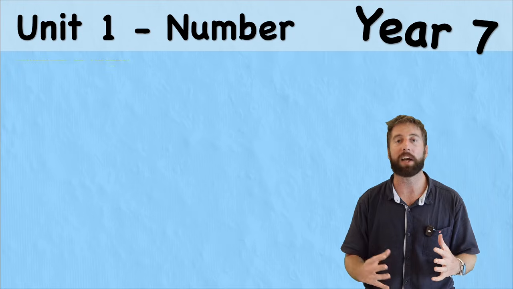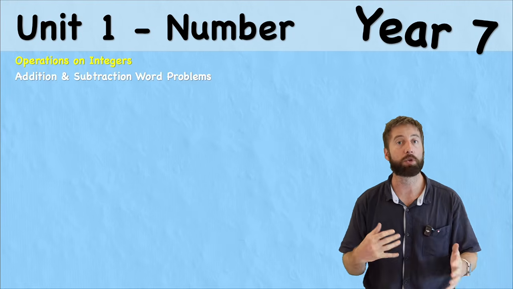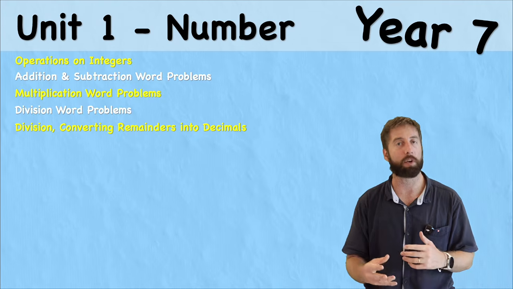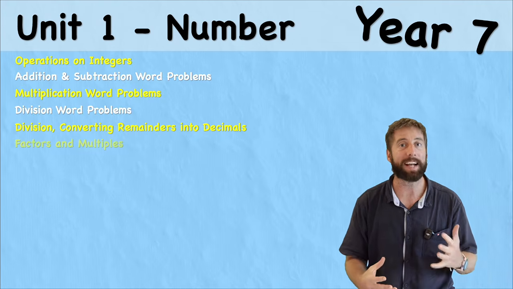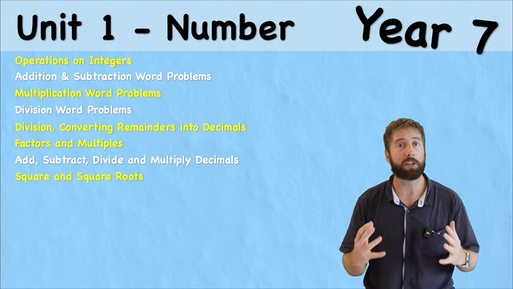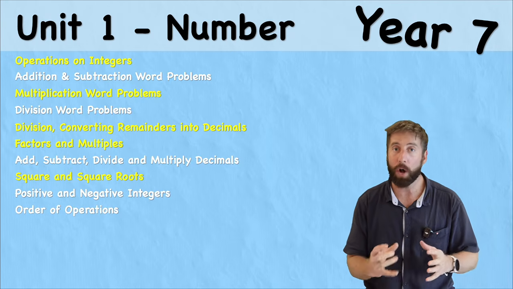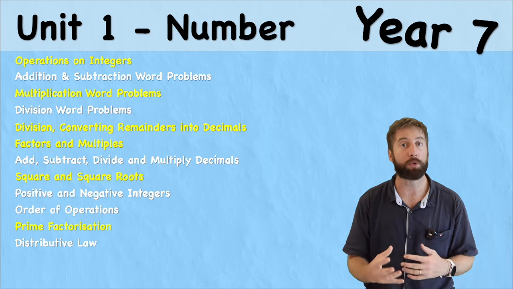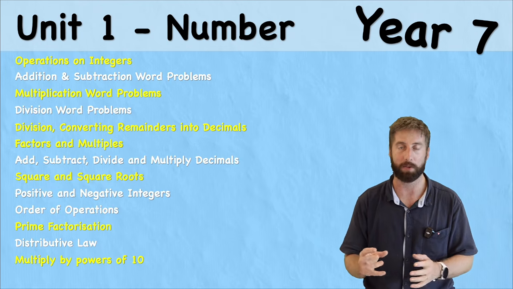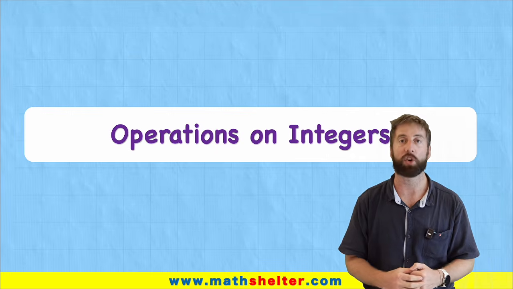In this lesson we're going to cover everything from operations on integers to addition and subtraction word questions, multiplication and division word problems, and then some specific division facts like converting remainders to decimals, before looking at factors and multiples, how to add, subtract, multiply and divide decimal numbers, square and square roots, positive and negative integers, order of operations, prime factorization. Then we're going to look at the distributive law before finally finishing with how to multiply powers of 10 and how to divide powers of 10. So let's waste no more time, let's jump into the first lesson, which is looking at operations on integers.